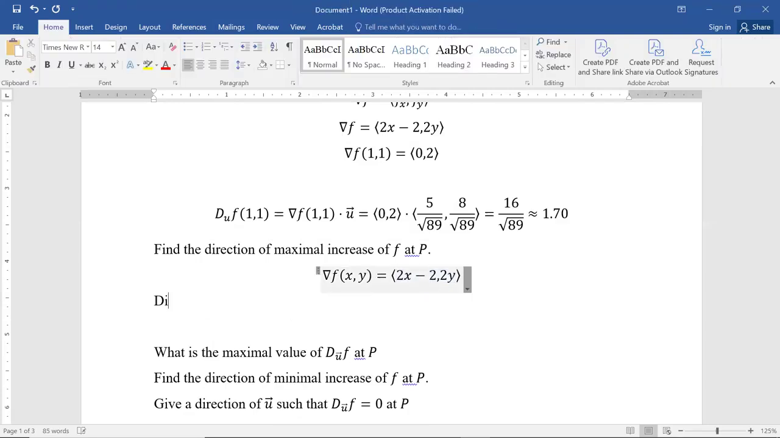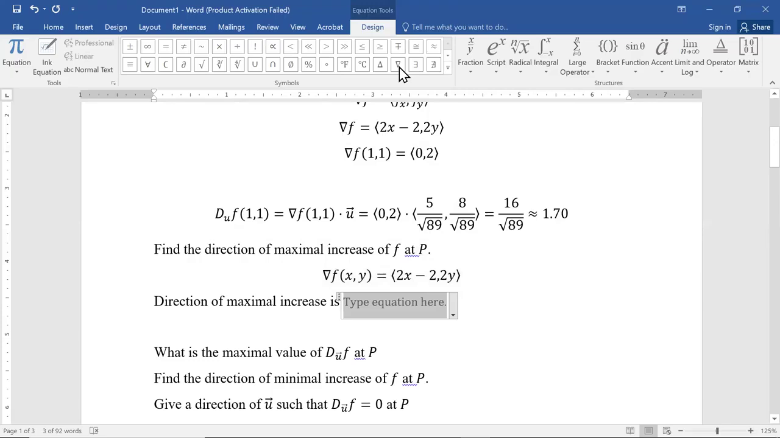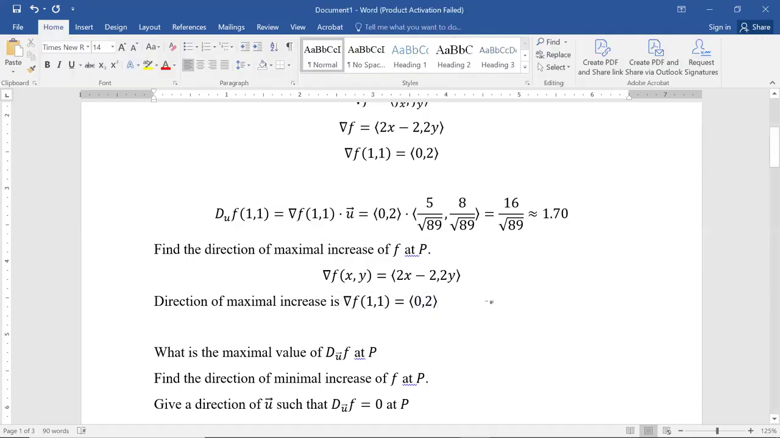And so the direction of maximal increase is going to be, again, upside down delta of f at 1, 1 is going to give me the vector 0, 2. Now, 0, 2 is the direction of maximal increase. Obviously, that's not a unit vector, but it does tell me the direction of maximal increase.